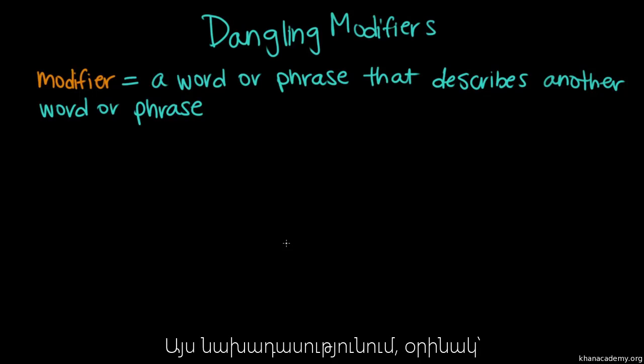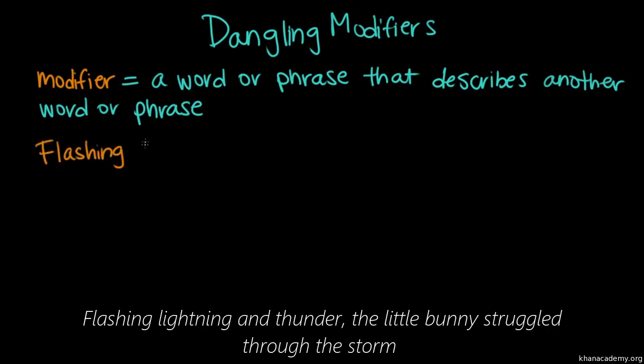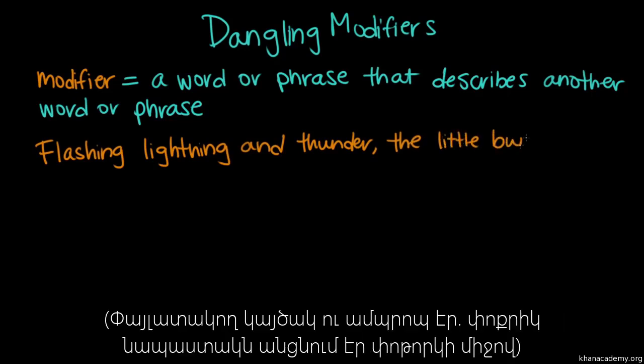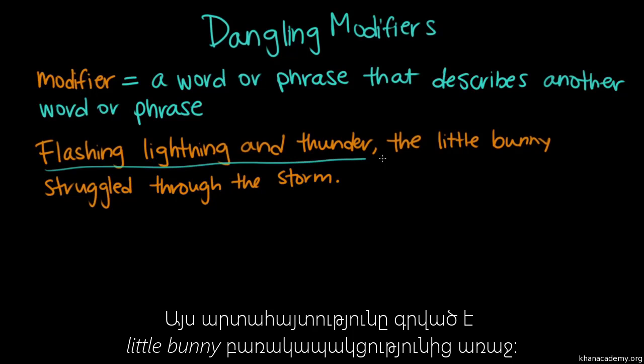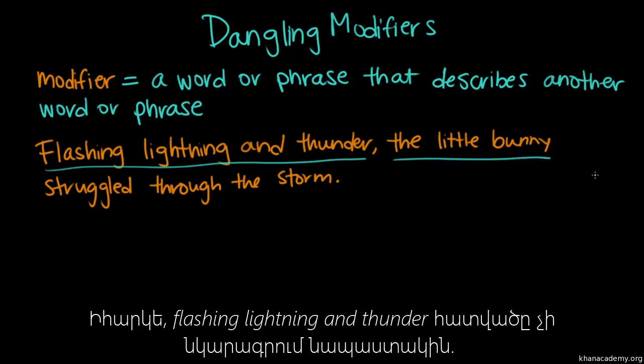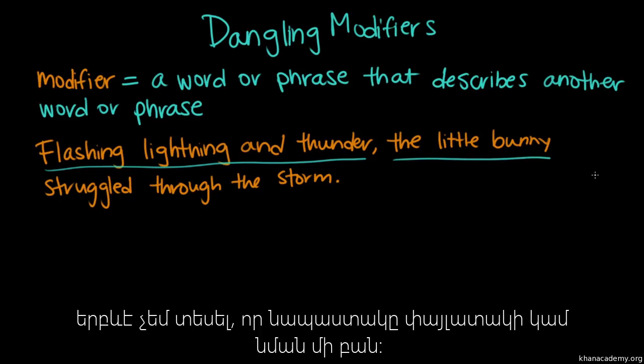This can look something like, "Flashing lightning and thunder, the little bunny struggled through the storm." This sentence has a dangling modifier, and the modifier in question is "flashing lightning and thunder." The phrase that this comes right before is "the little bunny." And "flashing lightning and thunder" is not describing the little bunny, right? I don't think I've ever seen a bunny with lightning coming out of it or anything.